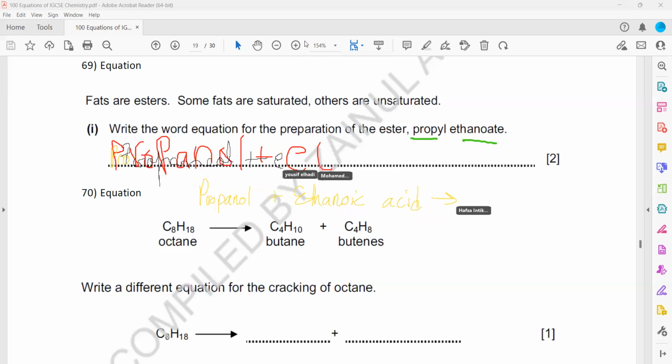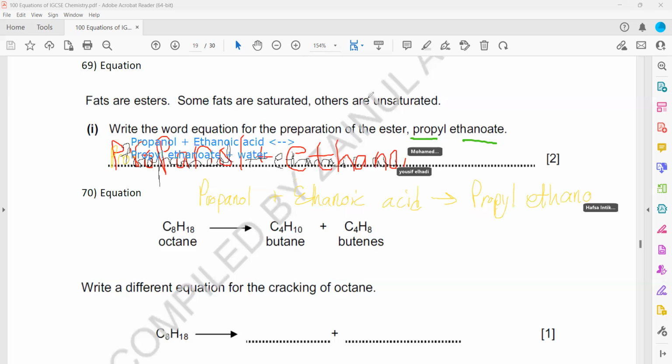Yes, that's right. Propanol plus ethanoic acid, the product will be propyl ethanoate plus water. And this reaction is a reversible reaction, so arrows must point in 2 ways. Reactants forming a product can form back the reactants, as it's a reversible reaction.